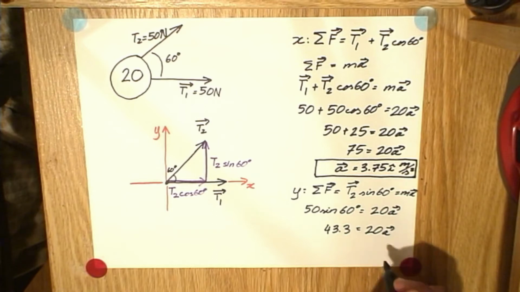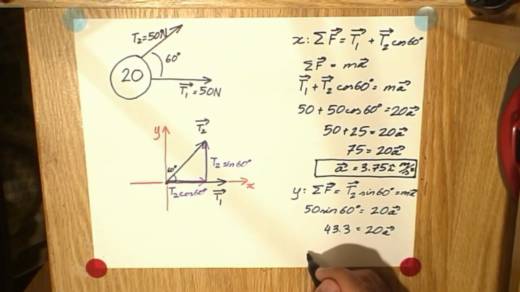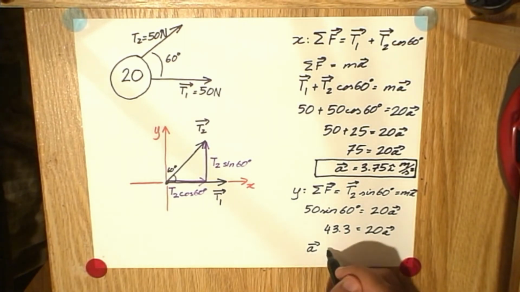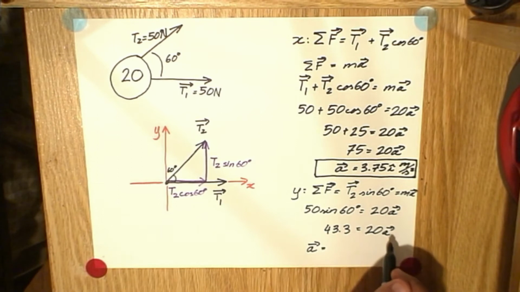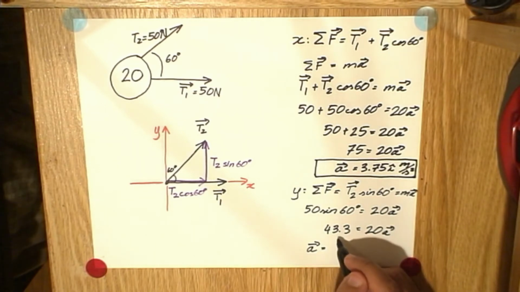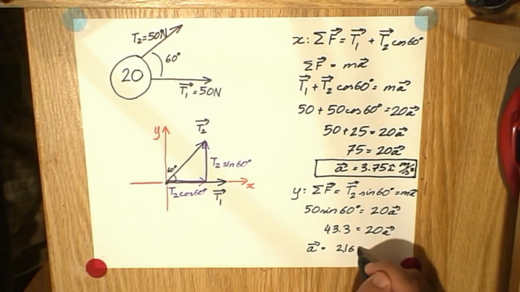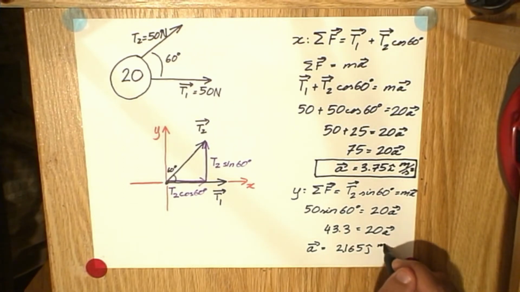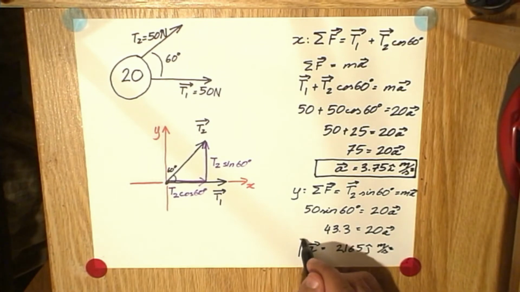I don't need my calculator, but then again, I'm also a nerd. So we now get 43.3 is equal to 20 times acceleration. So that means that when you solve for the acceleration by dividing both sides by 20, let's see, 43.3 divided by 20, that would be 2.165 j hat meters per second squared. So this is the acceleration in the y direction.